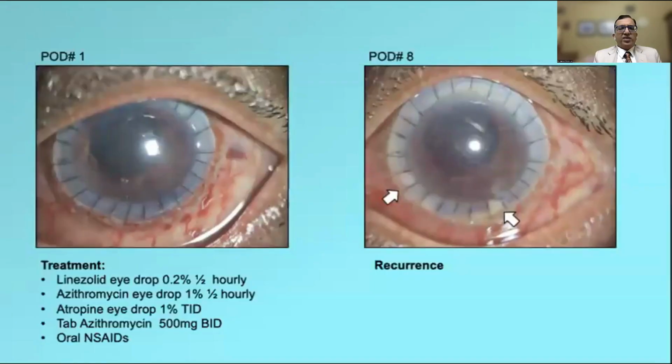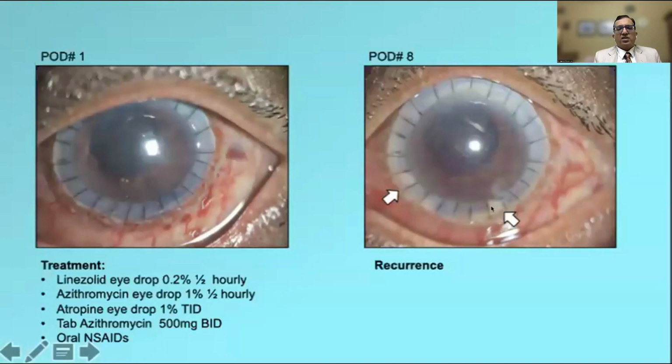You can see that the cornea is also fairly good. The anterior chamber is formed. And next day, you can see that the first day, it was very, very nice. So we continued the patient with linezolid, azithromycin, and atropine eye drop. But a week later, the patient came back with 2 sites of infection.